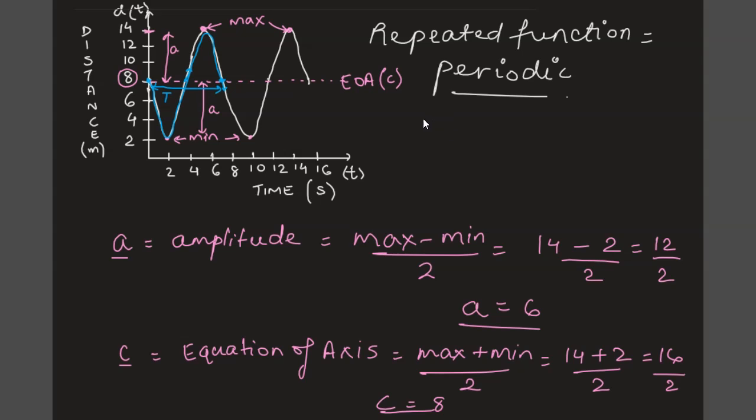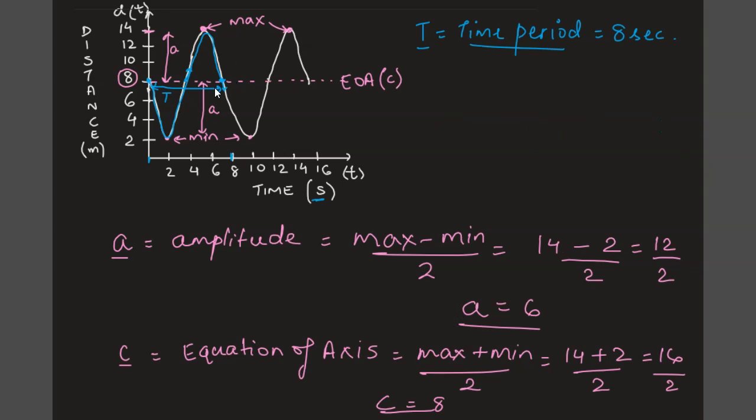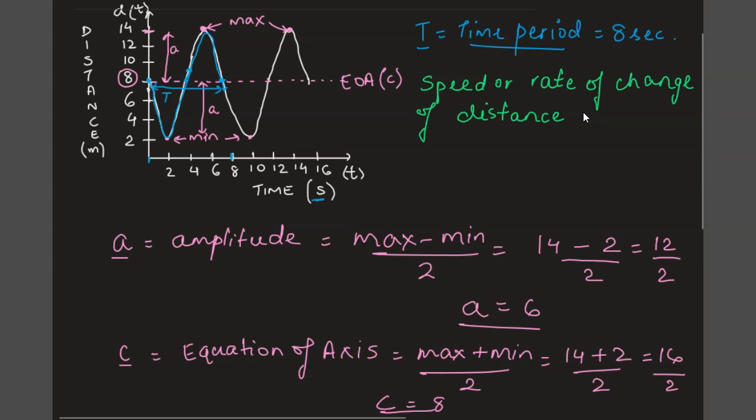For finding your time period, there is no formula. For time period, we just have to read our x-axis value. We start our first point at 0 and we stop at 8. So 0 to 8 means 8, and this time is in seconds, so I'm going to put my unit as seconds. Now another thing that we read from the graph is the speed, or rate of change of distance. Or we can also say how fast this object is going.